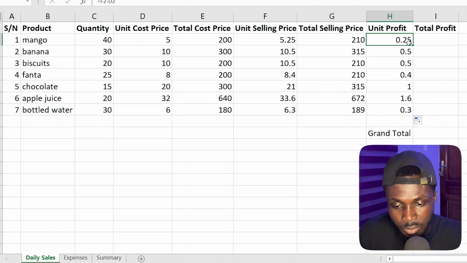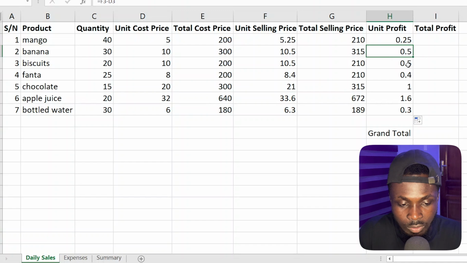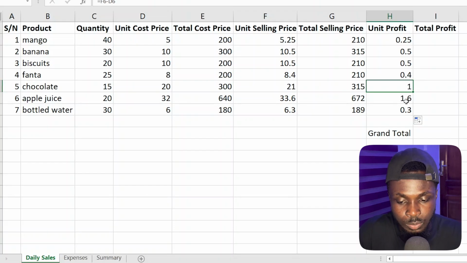For mango, we will have 0.25 pesos. For banana, we will have 0.5, let's say Ghana cedis. For this, we have 0.5. For this, we have 0.4. And then we will have 1 cedi for chocolate. And the rest have their unit profit.